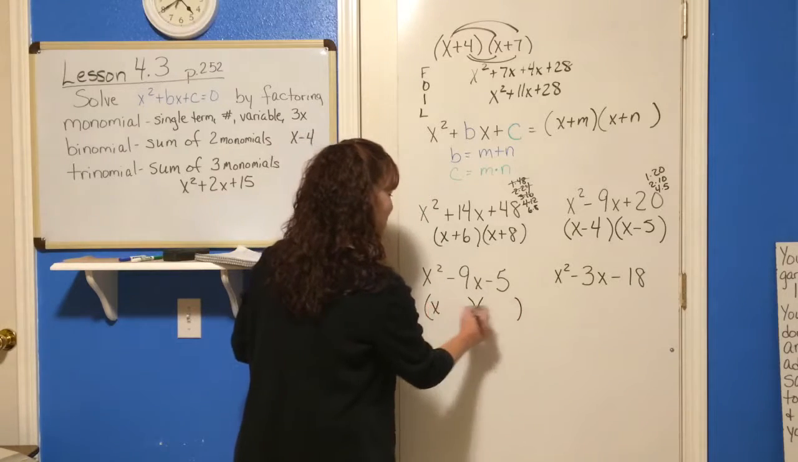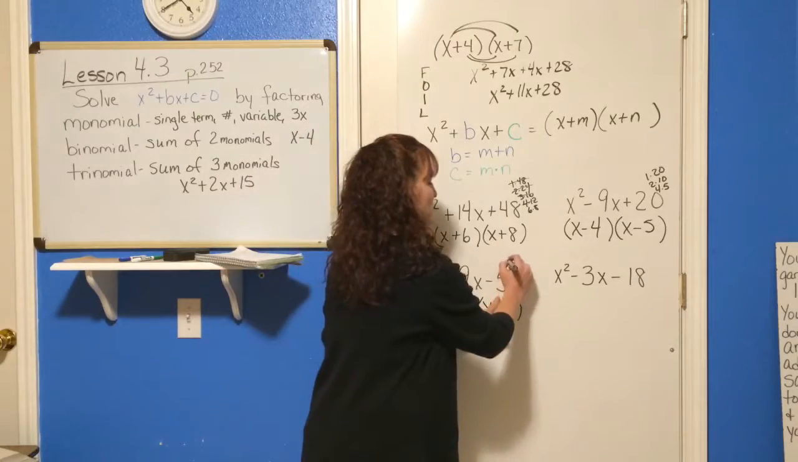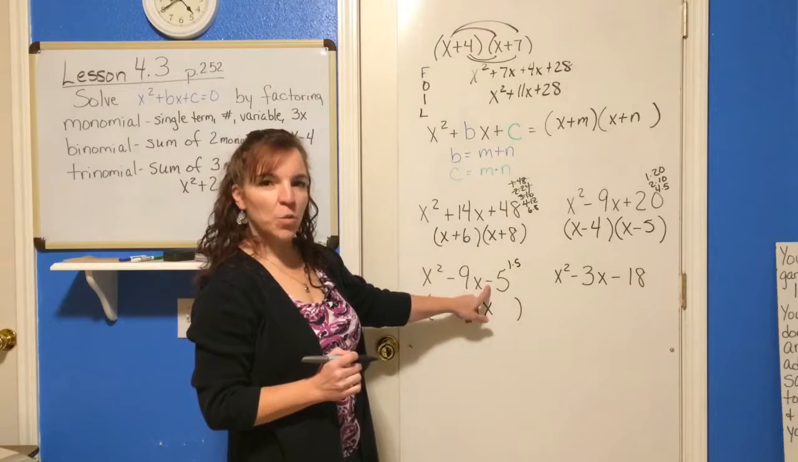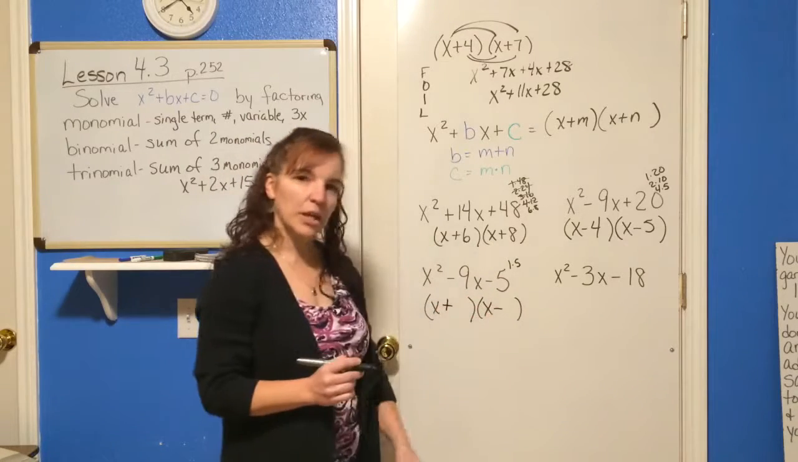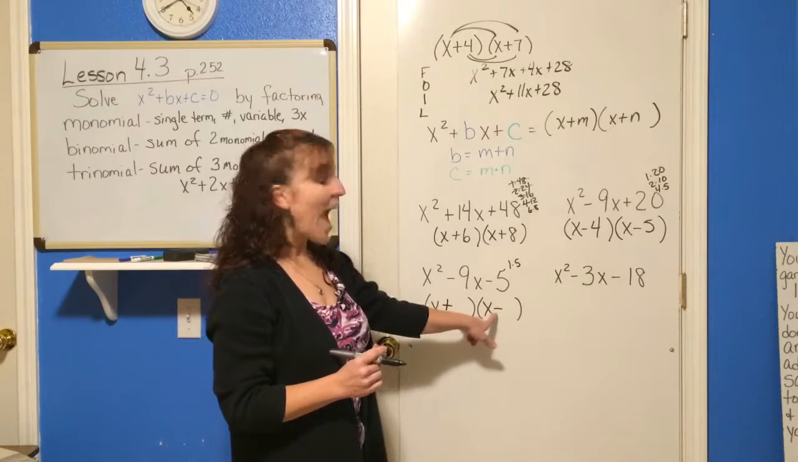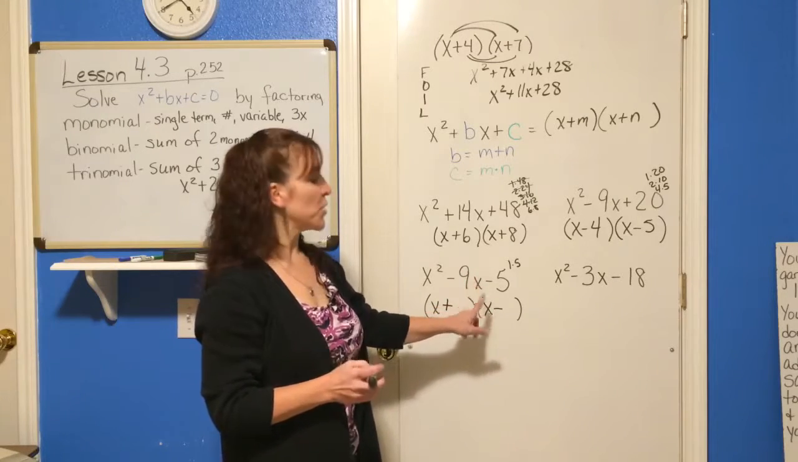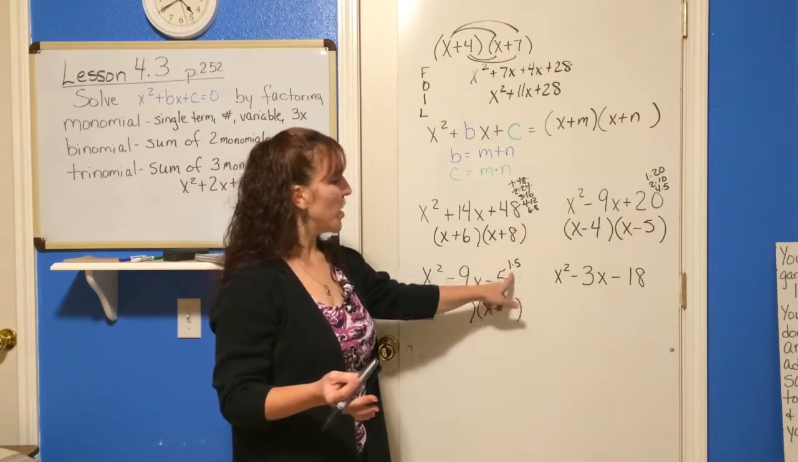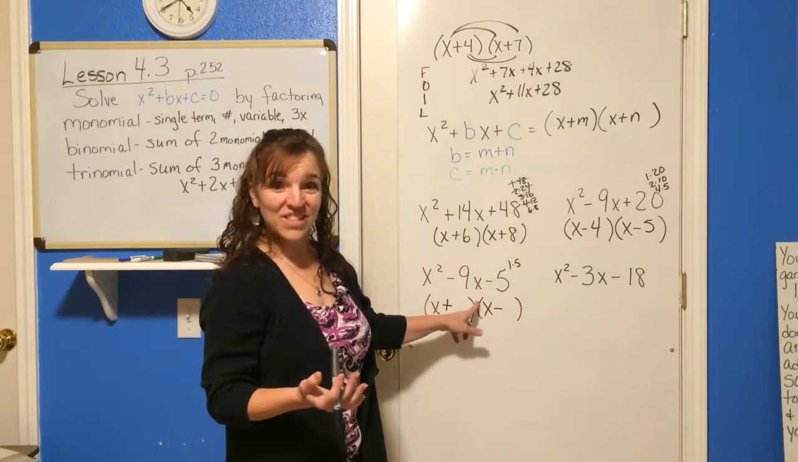X squared obviously is x times x. 5 is easy, right? It's just 1 times 5. But it's negative, so one of my terms is positive and one of my terms is negative. So now instead of adding together to get this middle term, we need to subtract to get the middle term. So when we multiply, is there any combination that we can do with 1 and 5 to get 9? And the answer actually is no.